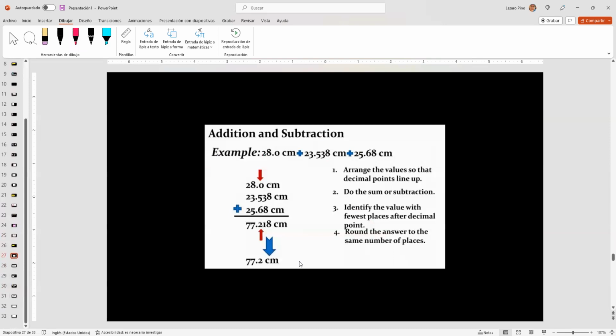In addition and subtraction, the best way is to make a line by the number with least digits, and you will report until here. Then you do your operation the way you are accustomed, but you will report until the 2. Your answer will be 77.2 centimeters. This is for subtraction 2.